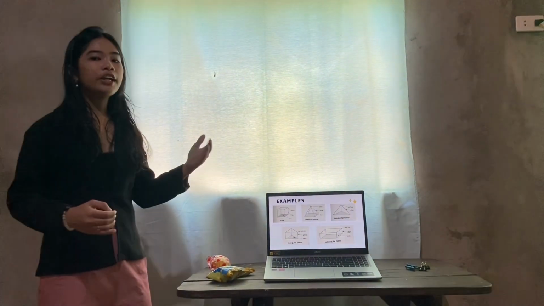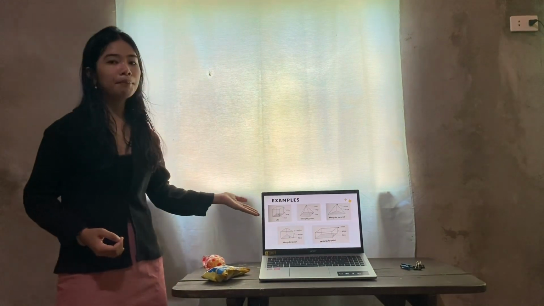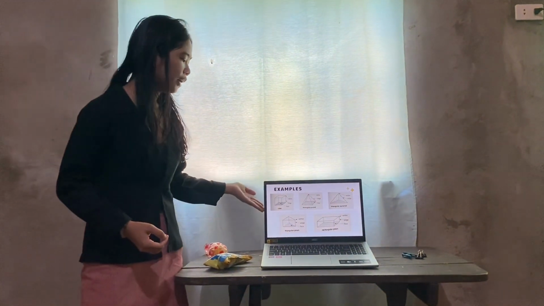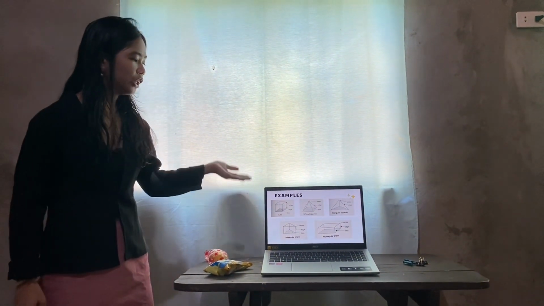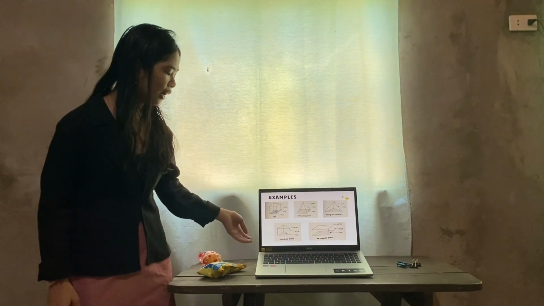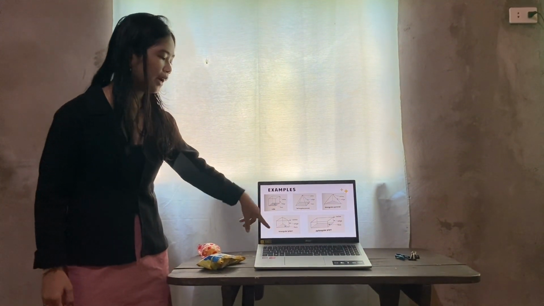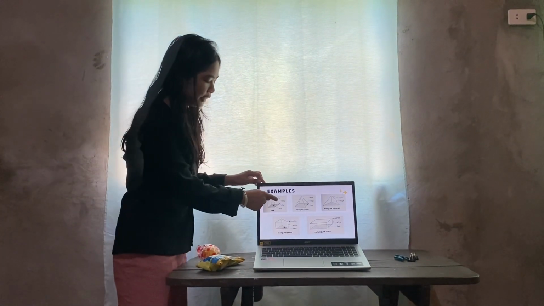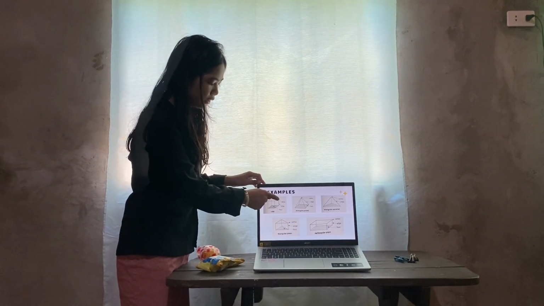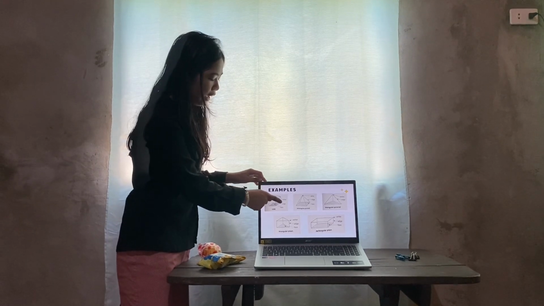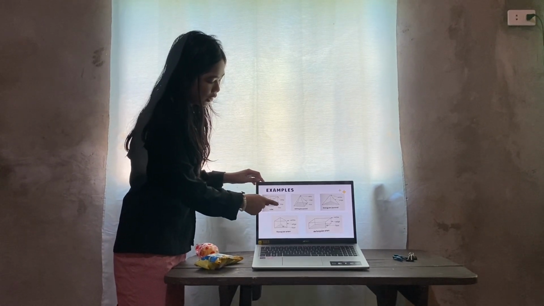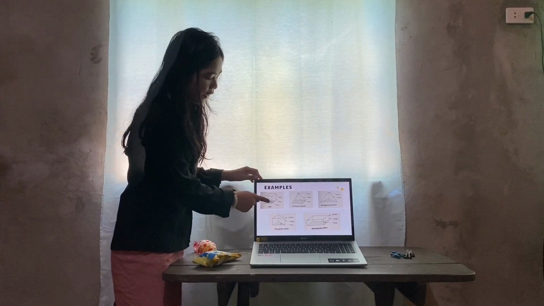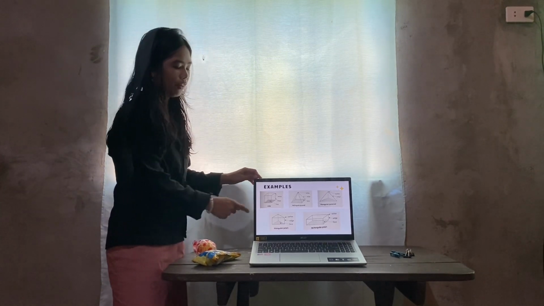So these are the examples of a polyhedron. The cube, the rectangular pyramid, the triangular pyramid, the triangular prism and the rectangular prism. So this one is the vertex. And this one is the edge. And this one is the face. Very good.